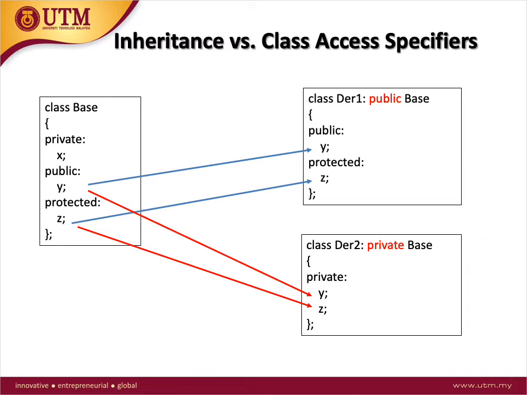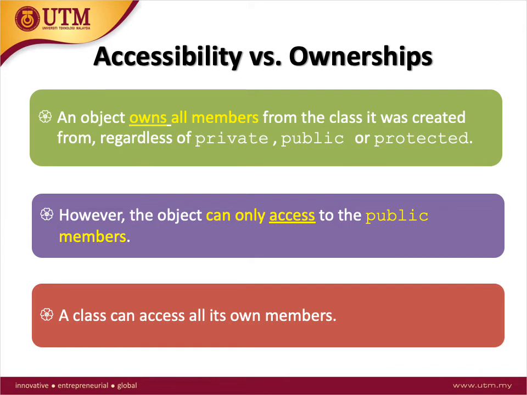Okay, so the same goes if you are using inheritance with the specifier as protected. If you are using protected in this derived class, then access to the base class members Y and Z becomes protected. Okay, so next, the accessibility versus ownership.